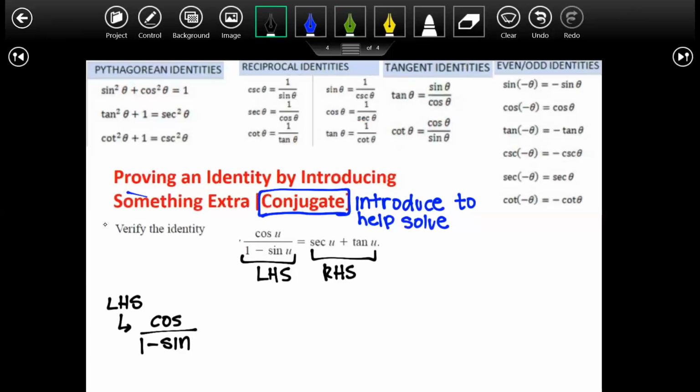You can't split up the fraction. It's not cosine over 1 minus, right? These work a little bit differently. You can't split them up the same way. So we're going to introduce what's called a conjugate. Okay. Does anyone remember what a conjugate is?